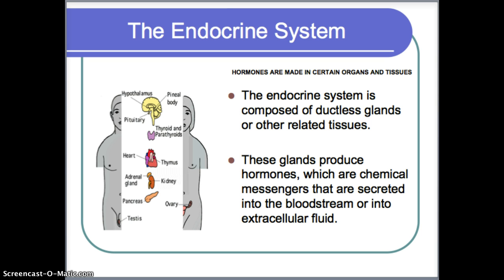But like I said, there are those other small groups. So we also have the testes and the ovaries and the thymus and the pineal body. The hypothalamus stimulates the pituitary to release hormones, and then the hormones that the pituitary releases stimulate other endocrine glands to secrete hormones as well. So that's why the hypothalamus is considered the control center of the endocrine system.